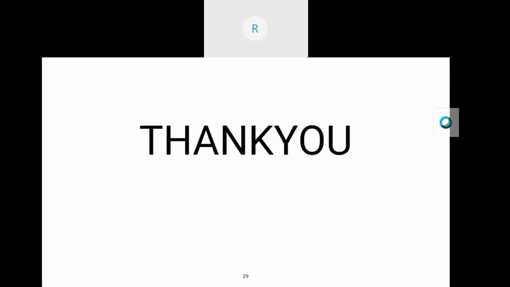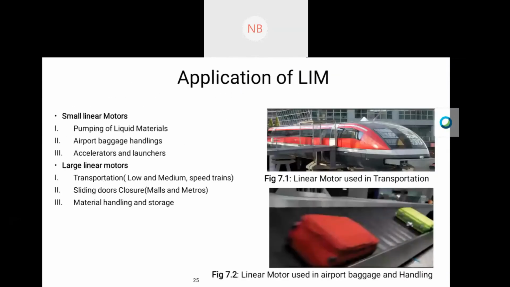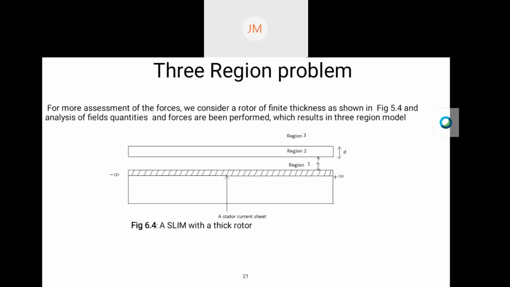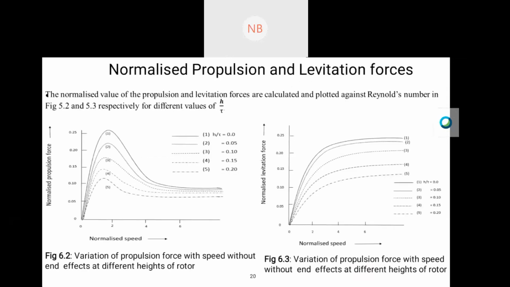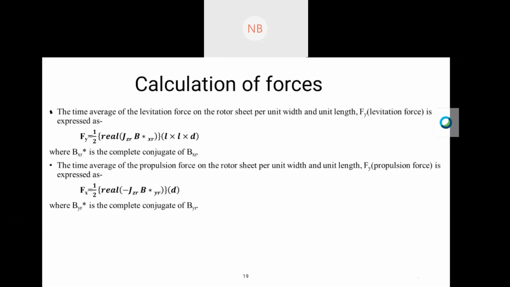Can you tell us concisely what kind of analysis you did? First I calculated the values for the field current, then the flux density, and after that I calculated the forces that are experienced. First I took the problem as a two region problem, like I told here.